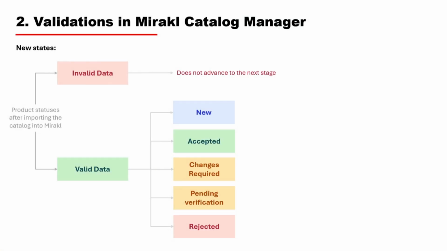These statuses are new, accepted, rejected, changes required, or pending verification. This status helps track exactly where each product is in the catalog validation flow and makes it easier for you to know what actions are needed at each stage.